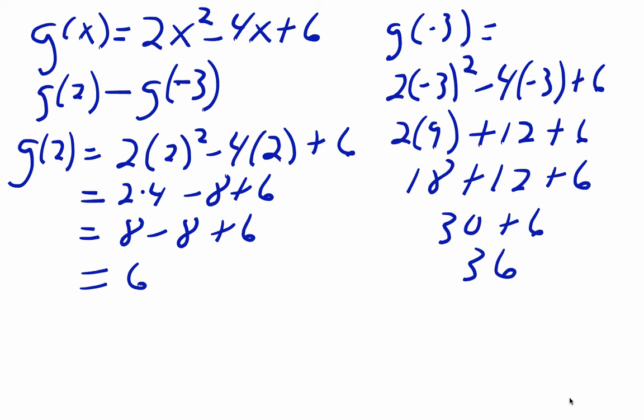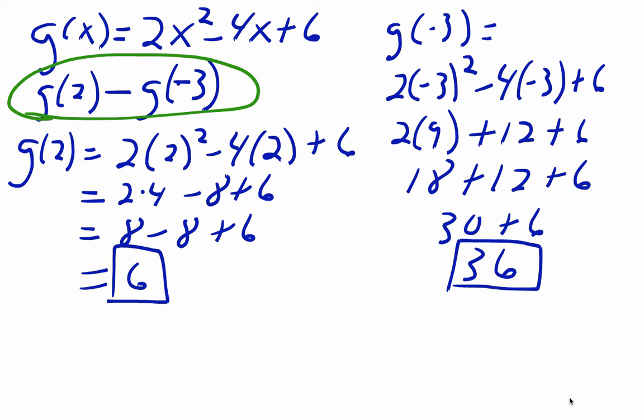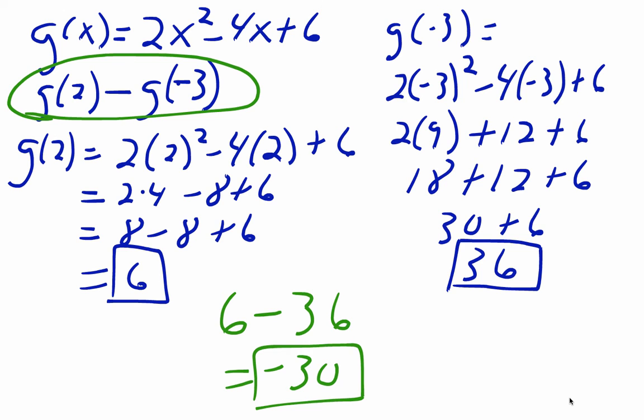Alright, the next one is 2x squared minus 4x plus 6. And I'm going to evaluate with two of them, g at 2 and minus g at negative 3. So I first did g at 2, put that into my equation, and I got 6 as my answer. You can see my work there. Then I evaluated with g at negative 3 and got my answer of negative 6. And then for my equation up here, I need to subtract the 2. So then I have 6 minus 36, which would then give me negative 30. So that would be my final answer there.